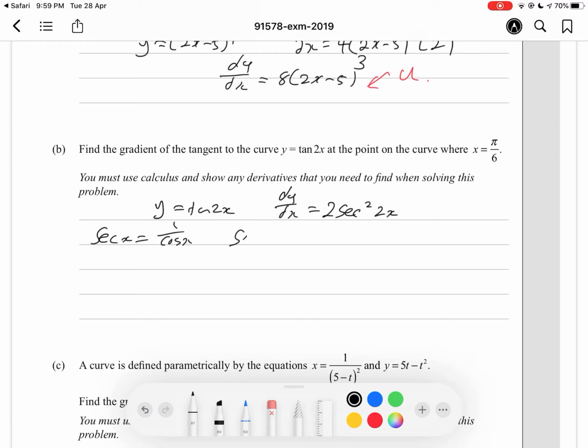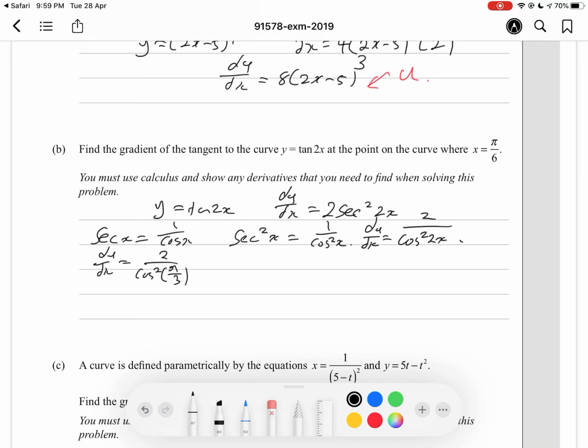Alright, so we know that sec x equals 1 over cos x. Therefore, sec squared x is equal to 1 over cos squared x. So in this case, it will become 2 over cos squared 2x. And we want to find the gradient when x equals pi over 6. So that's our dy over dx. So dy over dx equals 2 over cos squared of 2 times pi over 6, which becomes pi over 3.